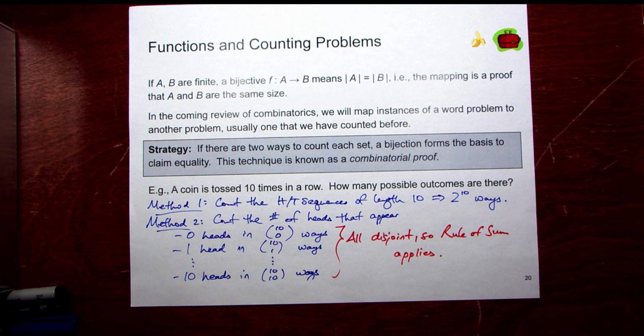Okay, so one way we just generate strings. Another way we count the number of heads 11 different ways. Both ways count everything in the set exactly once. There's a bijection between these two things, so they must be equal.